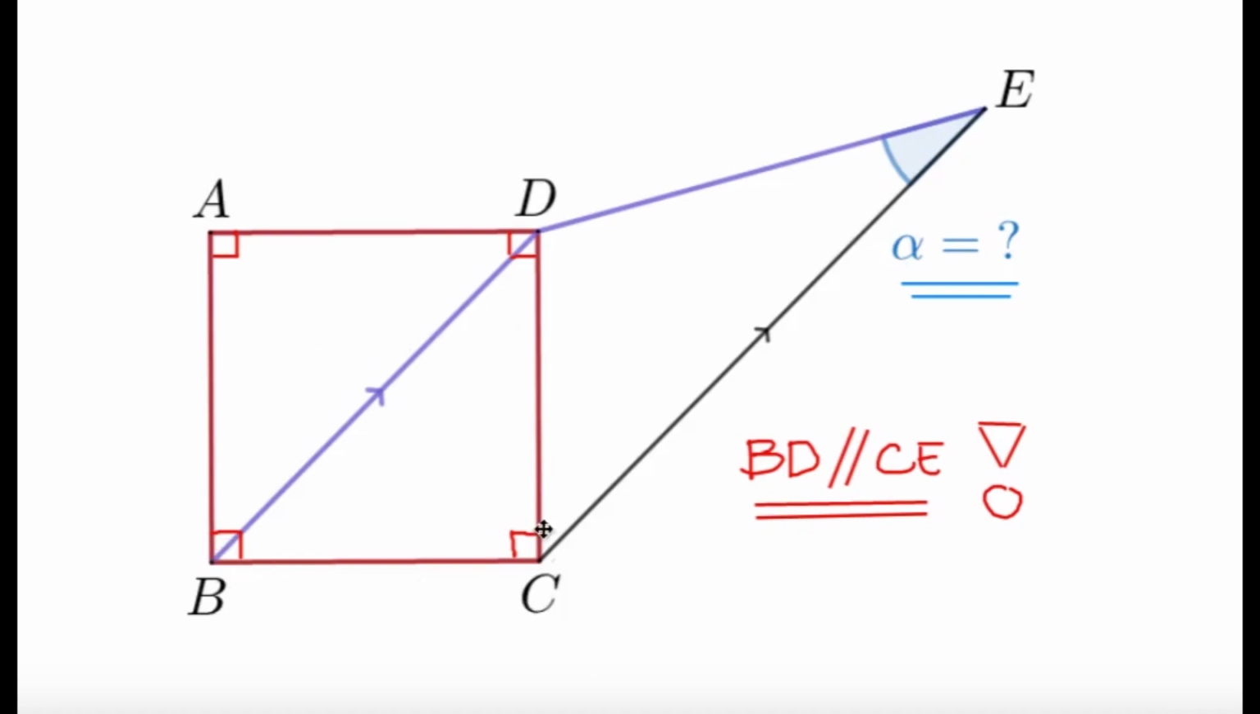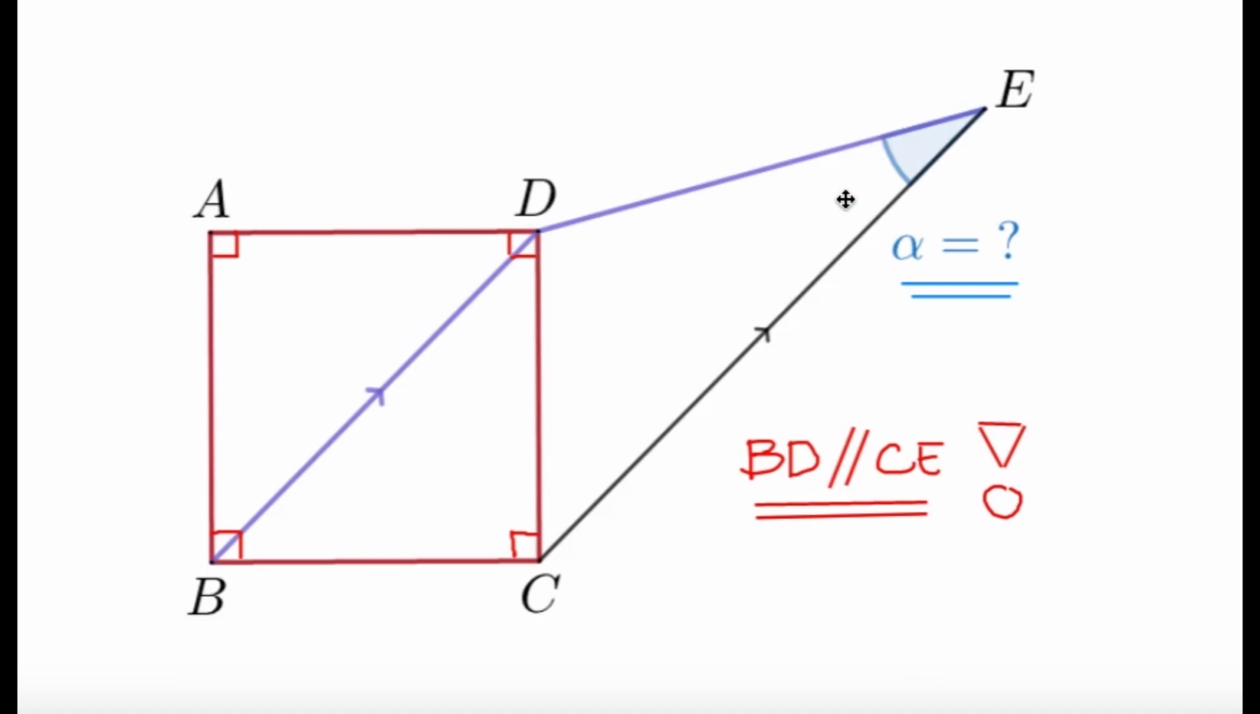Given a square ABCD, BD is equal to DE, and we also have the given that BD is parallel to CE. Find the measure of angle alpha in degrees. As usual, pause this video if you'd like to give this item a try. But if you're done, let us dive into the solution.